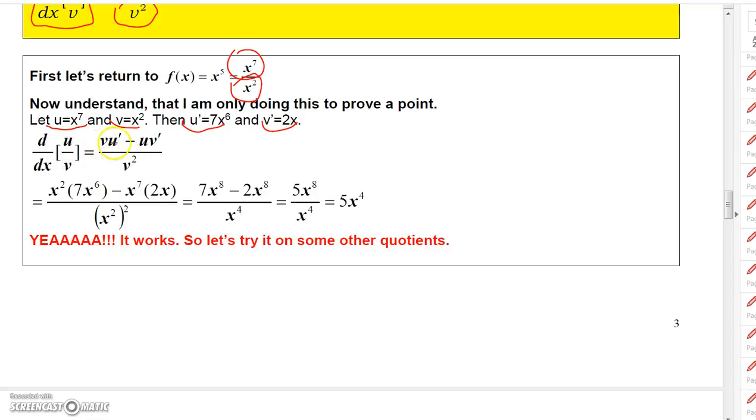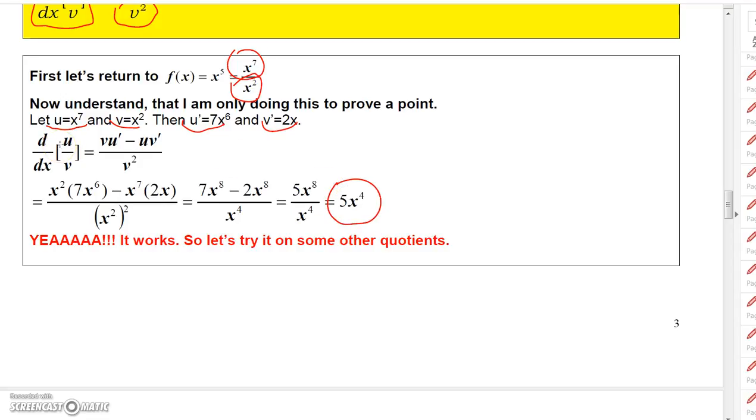Now let's plug it into the formula. The numerator would be v times u prime, which is x squared times 7x to the sixth, minus u times v prime, which is x to the seventh times 2x, all over v squared, so x squared squared. The top, x squared times 7x to the sixth, is 7x to the eighth, and x to the seventh times 2x is 2x to the eighth. So the top is 7x to the eighth minus 2x to the eighth, which is 5x to the eighth. The bottom, x squared squared, is x to the fourth. Then x to the eighth divided by x to the fourth is just x to the fourth. So yay, we got the right derivative.